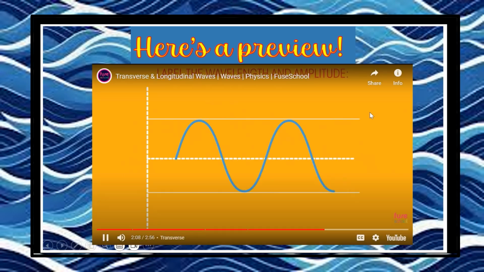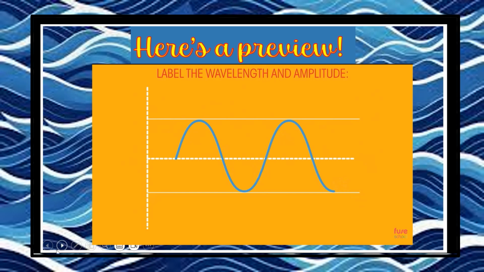Transverse waves are usually used to show the wavelength and amplitude. Pause the video and see if you can remember how to label amplitude and wavelength on the diagram. Did you get them right?